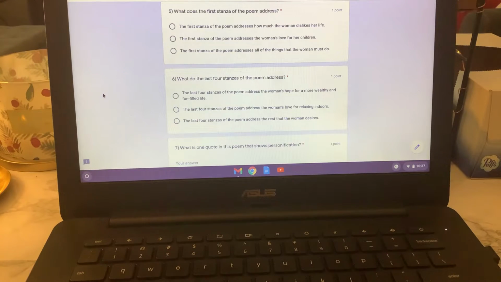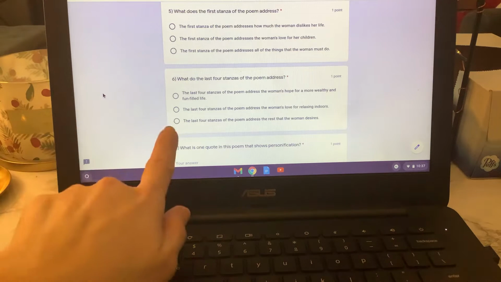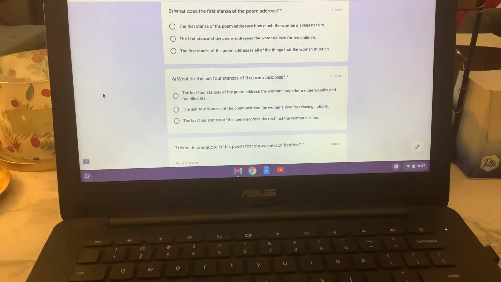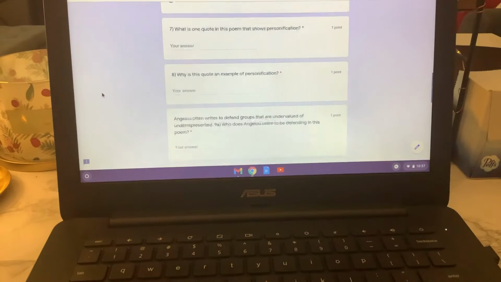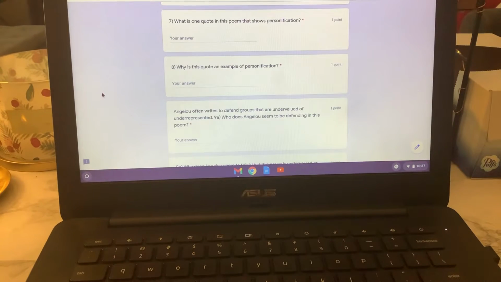Number 6, the last four stanzas address the rest that the woman desires, right? She's really calling out for a break, for some peace, for some rest. What is one quote in this poem that shows personification?